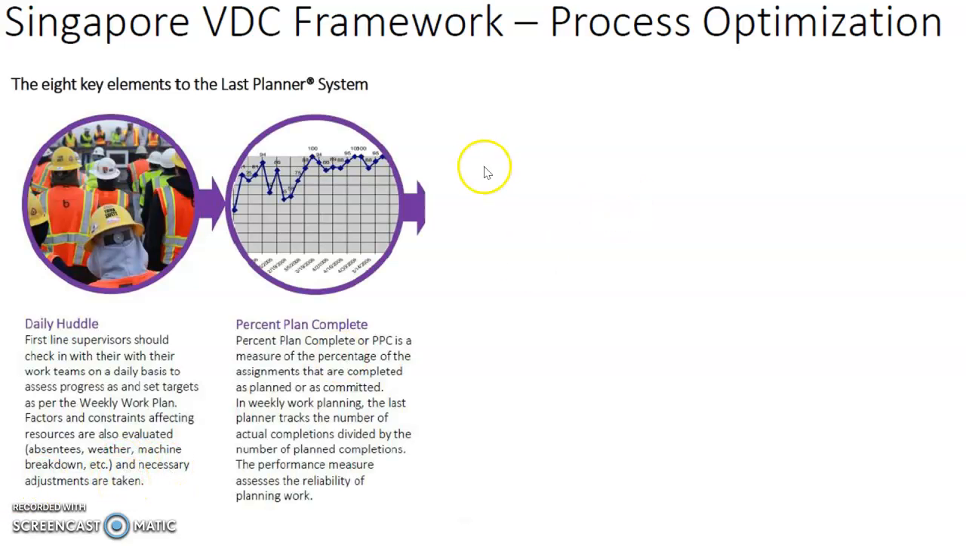The sixth element in the Last Planner System is measurement. So we use the percent plan complete system. The percent plan complete, or PPC, is a measure of the percentage of the assignments that are completed as planned or as committed. In weekly work planning, the last planner tracks the number of actual completions divided by the number of planned completions. The performance measure assesses the reliability of the planned work.